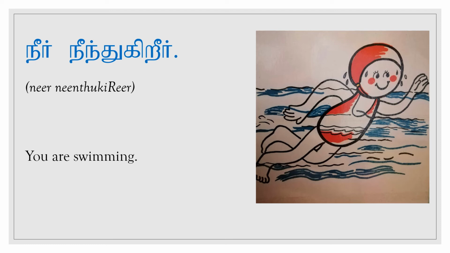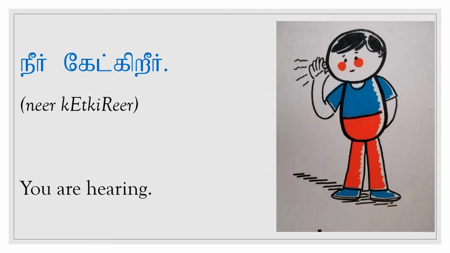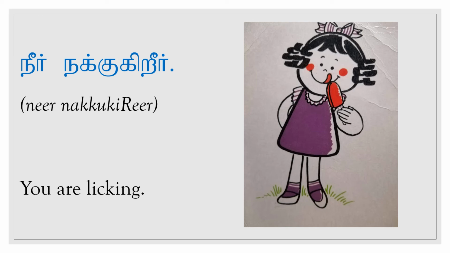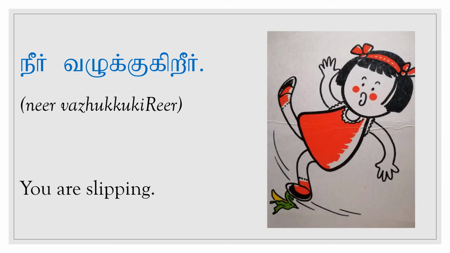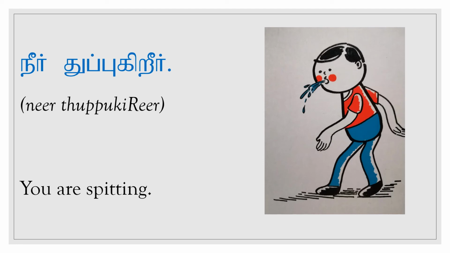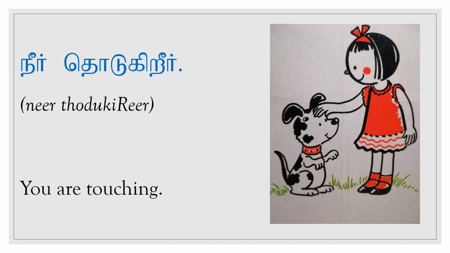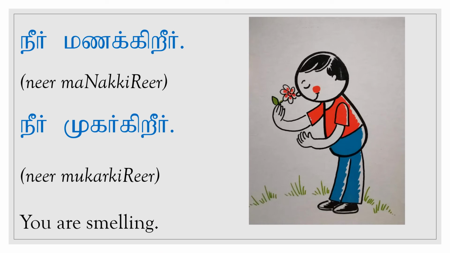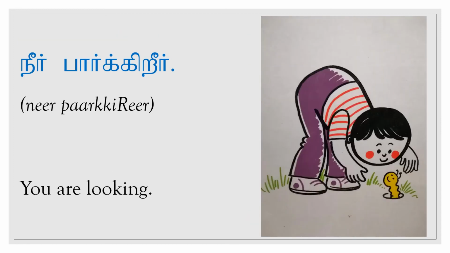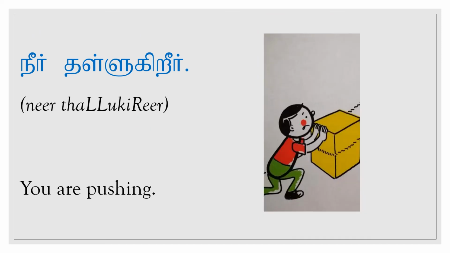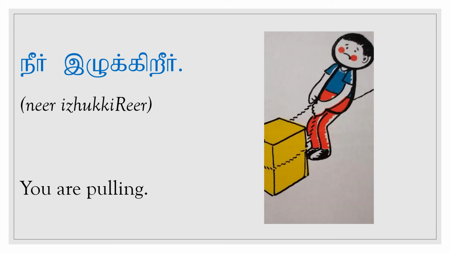Neer neendugireer, you are swimming. Neer ketkireer, you are hearing. Neer nakkugireer, you are licking. Neer valukkugireer, you are slipping. Neer thuppugireer, you are spitting. Neer thodugireer, you are touching. Neer manakkireer or neer mugargireer means you are smelling. Neer parkkireer. You are looking. Neer thallugireer. You are pushing. Neer ilukkireer. You are pulling.